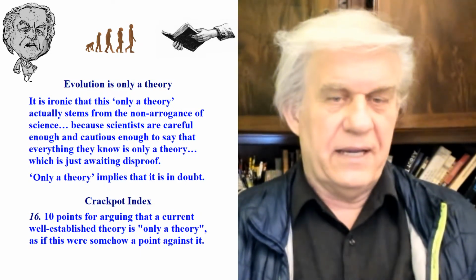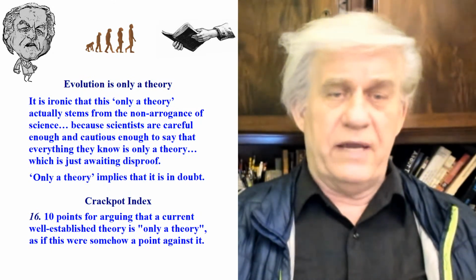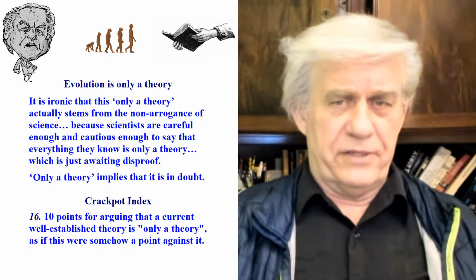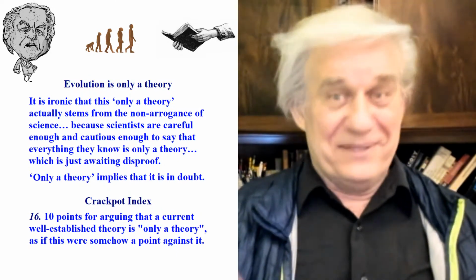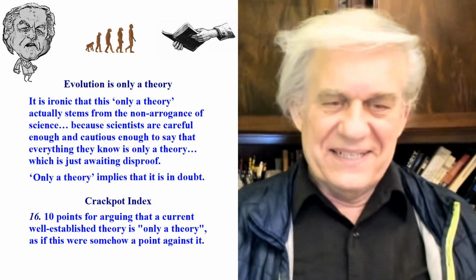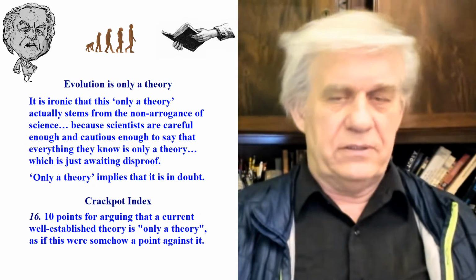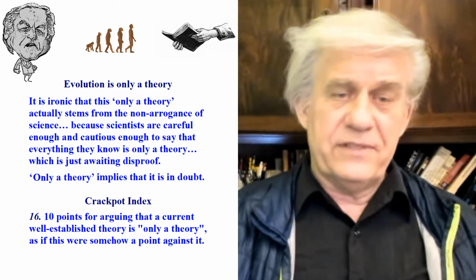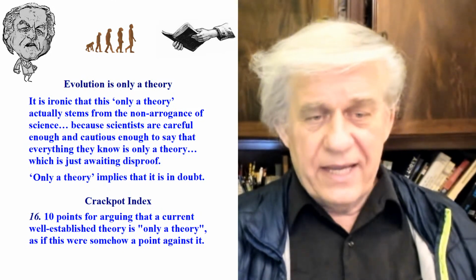That's the issue, okay? And yeah, the crackpot index: if you want to offend one of these guys, all you have to say is, oh, evolution is only a theory. Oh man, that'll drive them up the wall. Say, what do you mean, just a theory? It says 10 points for arguing that a current well-established theory is only a theory, as if this were a point somehow against it, okay? Yeah, so if you want to offend one of these mathematicians, all you have to say is that their theory is only a theory.